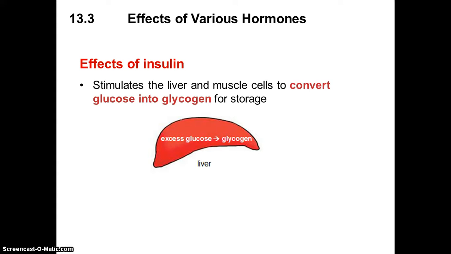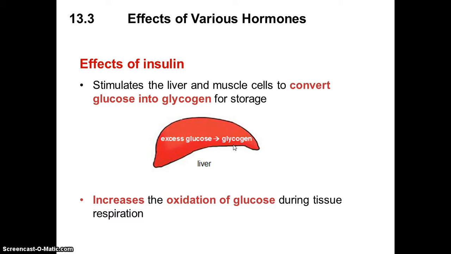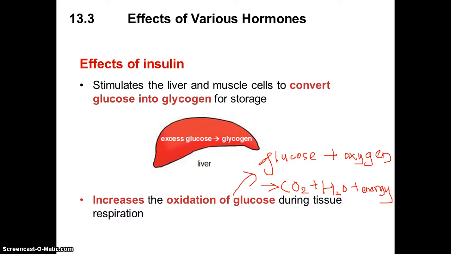This happens in the liver when the excess glucose converts into glycogen. Meanwhile, it also increases the oxidation of glucose during tissue respiration. Do you still remember the formula for tissue respiration? Oxidation of glucose here refers to glucose with oxygen converted into carbon dioxide, water and energy.